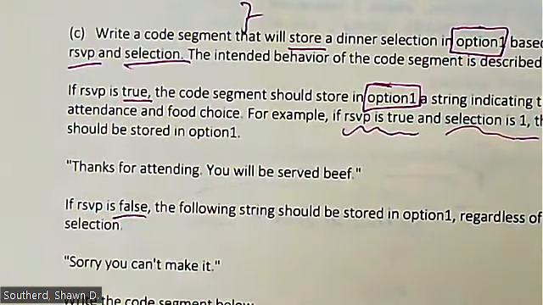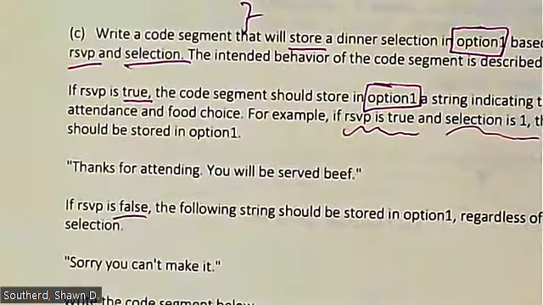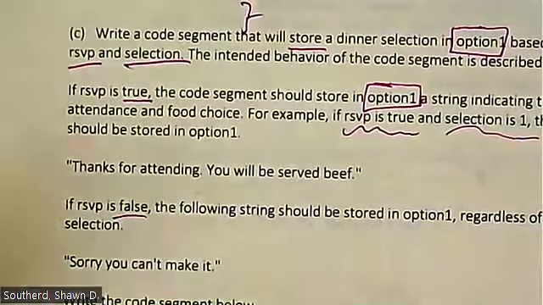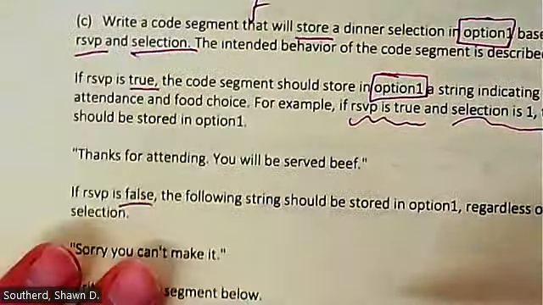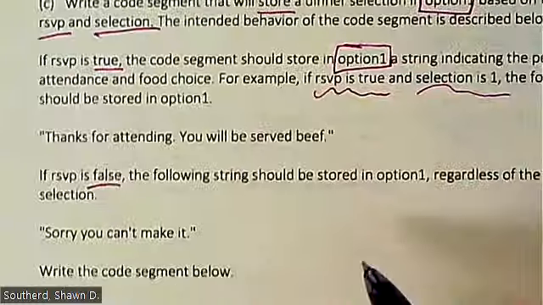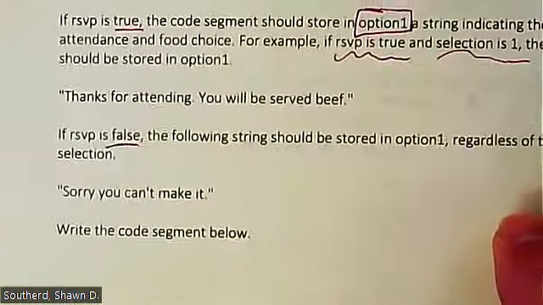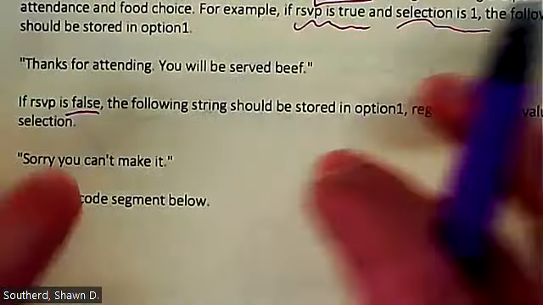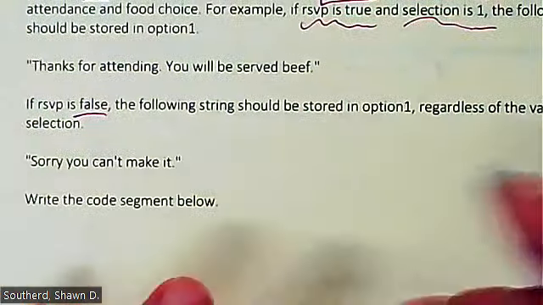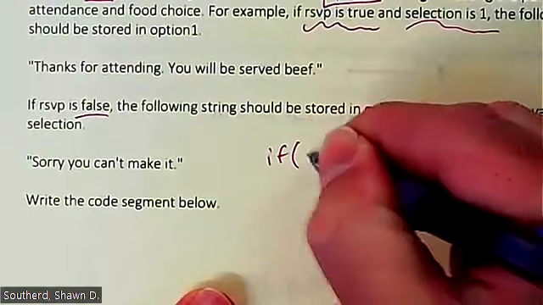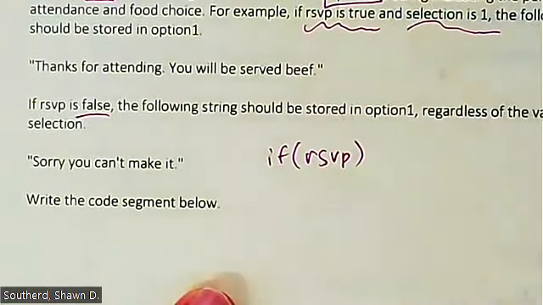And again, I think what the College Board wants is for us to show essentially nested if statements without saying it, or some sort of logical operator like an and or an or if you want. So the first thing I've got to do is, it leads off with if RSVP is true. So I'm going to go ahead and write next to the text: if, again, just RSVP.